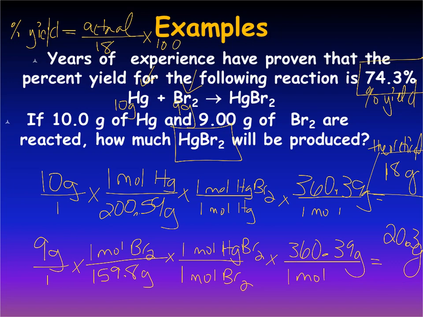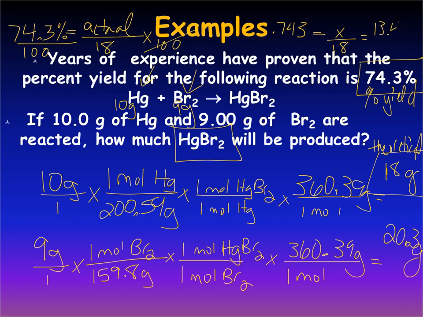So I'm going to replace the percent yield over here with the actual percent yield, which is 74.3%. Now we got to solve for the actual. First thing I want to do is divide by 100 on both sides, and I'd cancel that out. So now I've got 0.743 is equal to my actual, which is what I'm looking for, over 18. Cross multiply it up, and my actual yield is 13.4 grams. All right, so there's your actual.